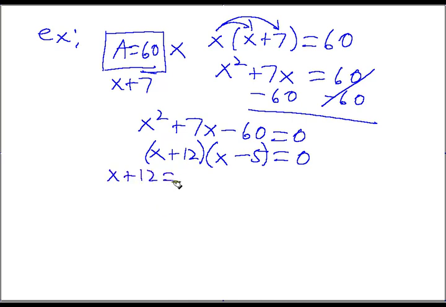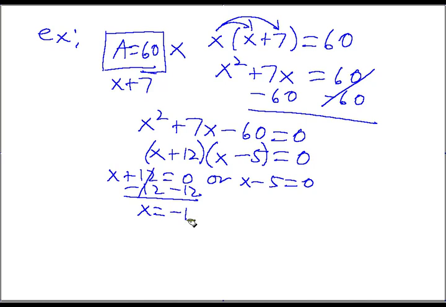So we have our factoring then. X plus 12 equal to 0. Remember, once I factored, I set the factors to 0, right? Or x minus 5 equal to 0. So subtract 12 on both sides here. Let me show you the work there. So x is equal to negative 12. Add 5 to both sides.